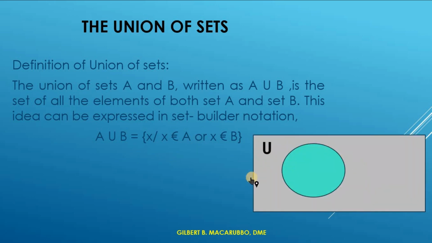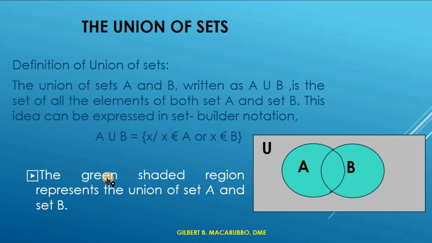Okay, so this is the illustration of union of sets through this Venn diagram. The green shaded region represents the union of set A and set B. So lahat ng elements ay pinag-isa. Okay.